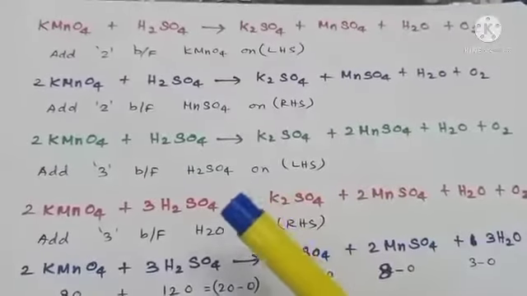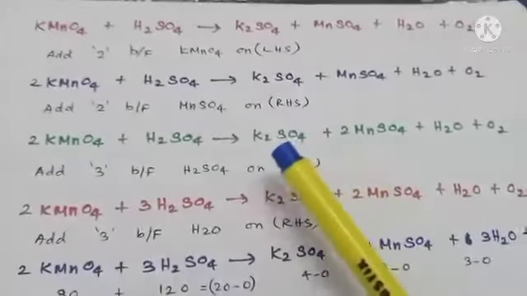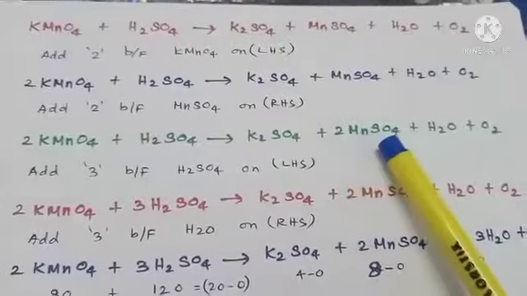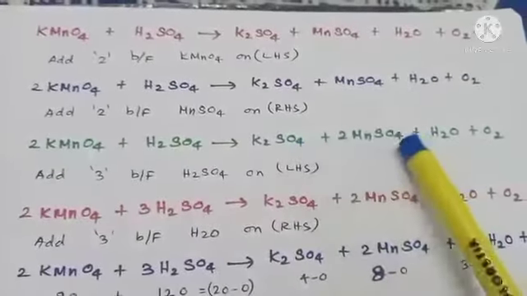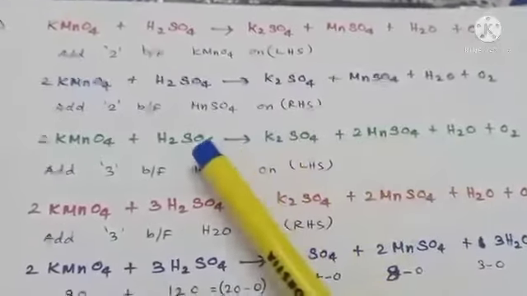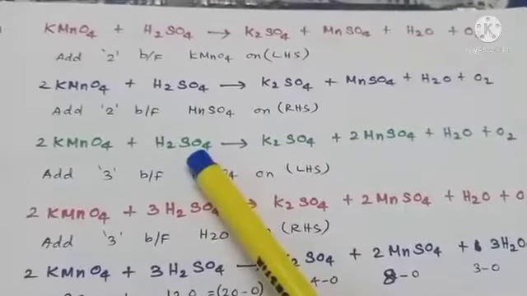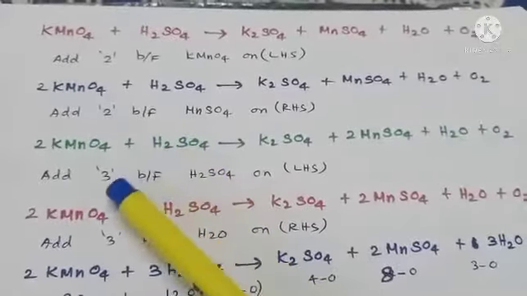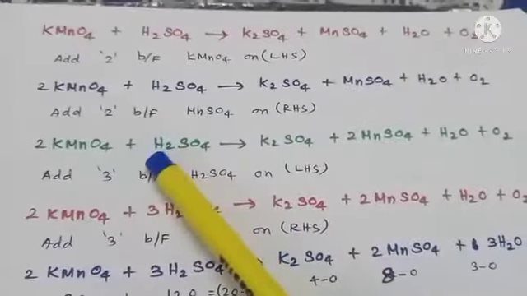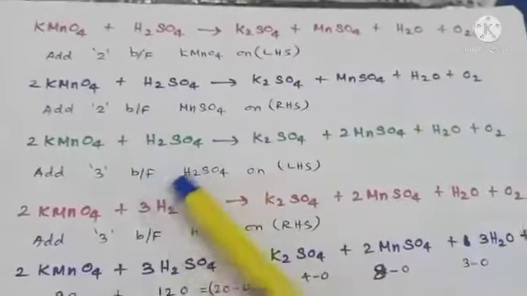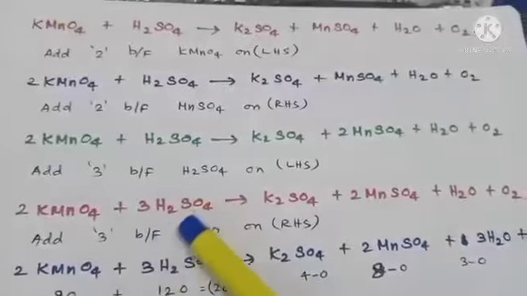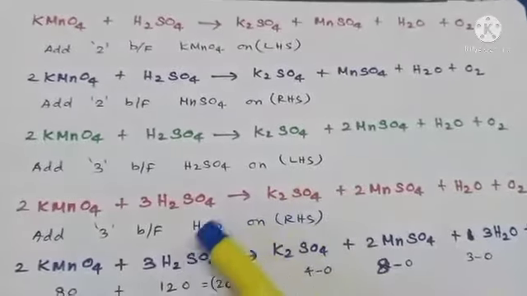Now look at the sulfur atoms on the right hand side. Here 1 sulfur, in manganese sulfate 2, but in total there are 3 sulfur atoms on the right hand side, whereas on the left hand side we have only 1 in sulfuric acid. Now we have to balance sulfur, so to balance sulfur I add 3 before H2SO4. Now it becomes 3 H2SO4, the rest remaining as such, isn't it?